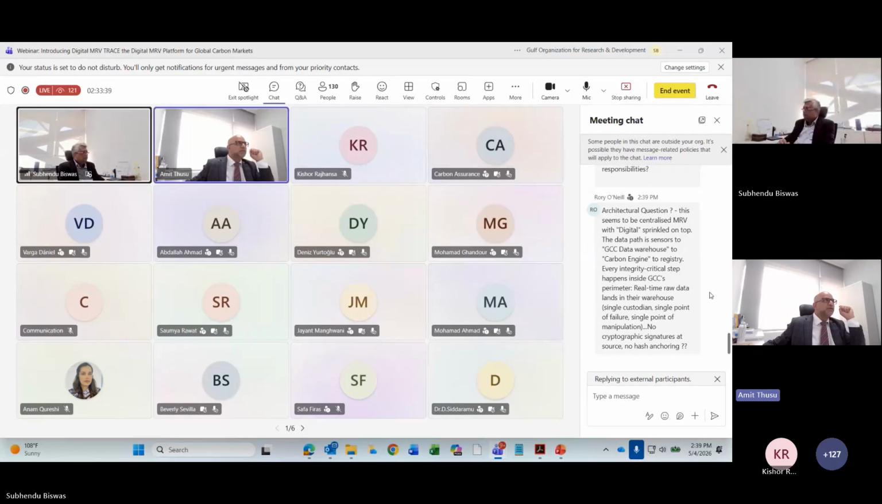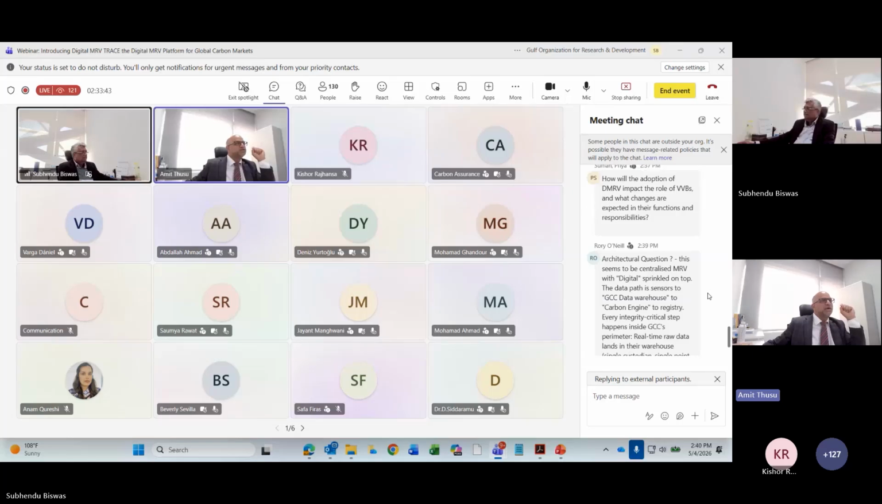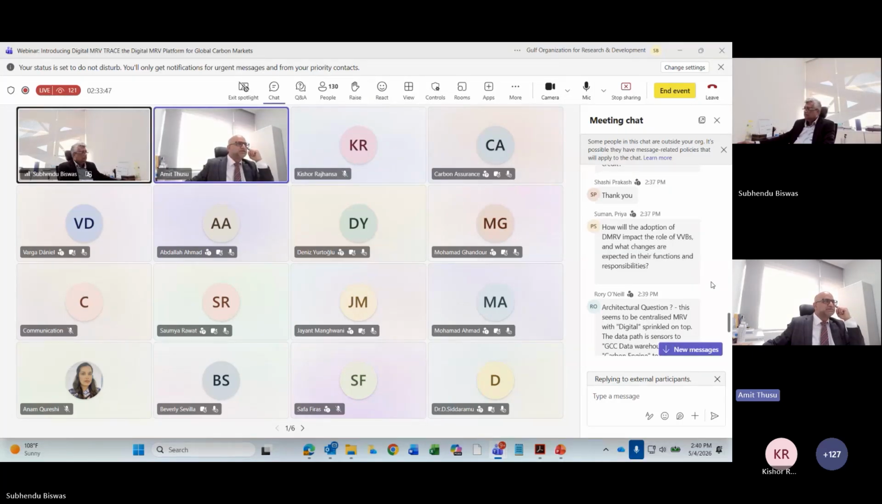So, the last question is from Suman. I think it's from the point of view of verifiers. What is the role of verifiers? How will the adoption of DMRV impact the role of VVBs, and what changes are expected in their functions and responsibility? I think it's a very important question to touch upon.